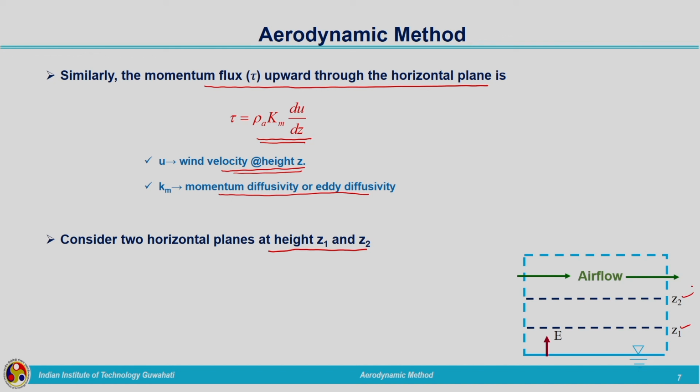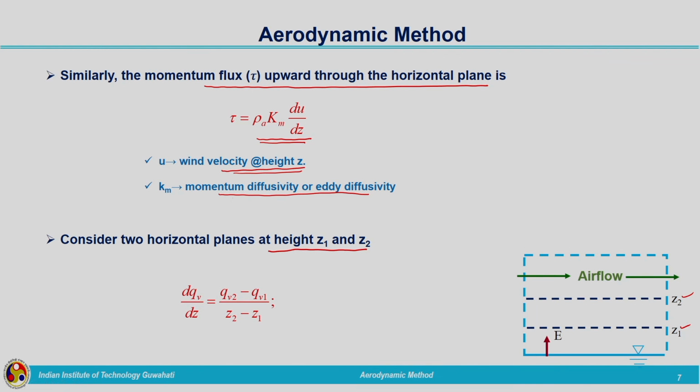z1 and z2 both are considered to be very close to each other, because we need to make an assumption that the variation in specific humidity or in the wind velocity is linear. That is why the gap between these two planes which we are considering should be minimal. So, dqv by dz can be written as qv2 minus qv1 divided by z2 minus z1. And then coming to velocity gradient, wind velocity gradient, it can be written as u2 minus u1 divided by z2 minus z1. So, why are we able to write this expression in the difference form?